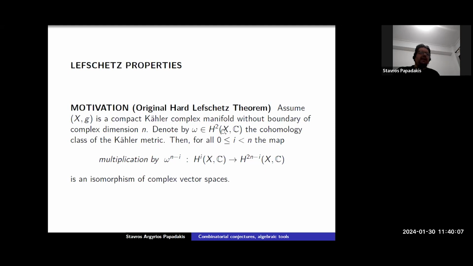Then the hard Lefschetz theorem, which is a deep and very important theorem in complex geometry and algebraic geometry, says that for the spaces H^i and H^{2n-i}, which we know by Poincaré duality have the same dimension, the multiplication by the exterior power of this ω, of order n minus i, is an isomorphism of complex vector spaces. That was the original hard Lefschetz theorem, and it's in the context of complex geometry.